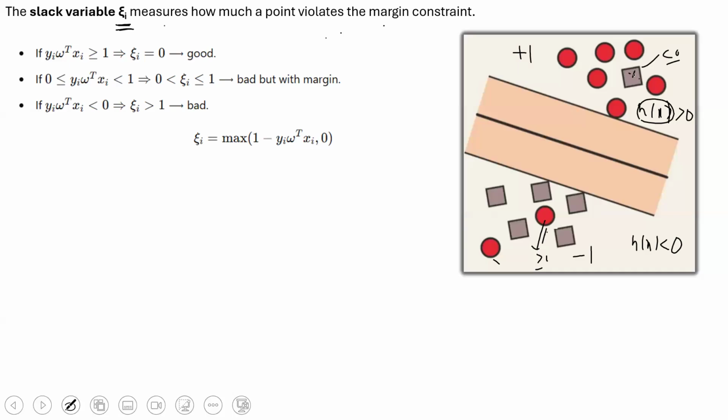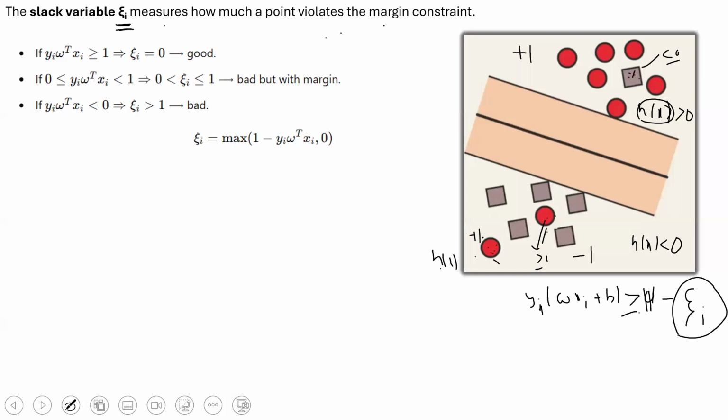But what is the constraint that we have added? We have added the constraint yi w transpose xi plus b should be greater than 0, but for this point it is less than 0. Similarly, for this point h of x is less than 0 and the class is +1, so yi into h of x is becoming negative. So these points are also failing the constraint. To solve that, we add a slack variable to the constraint: greater than or equal to 1 minus sigma is what we added. This sigma is nothing but the slack variable.